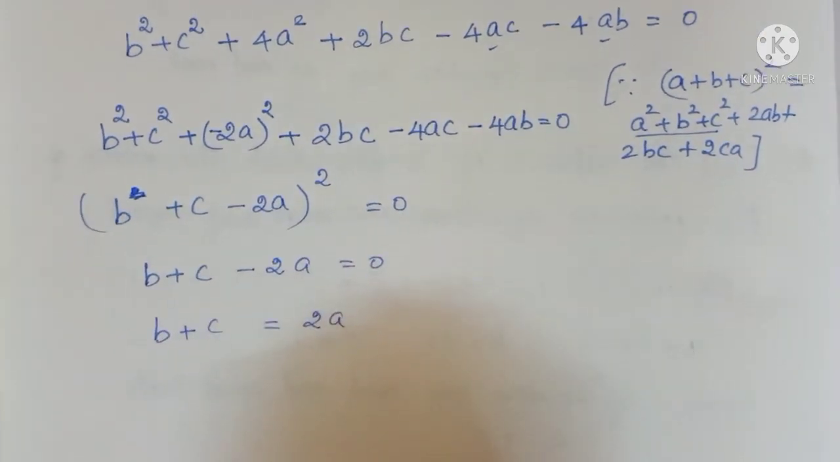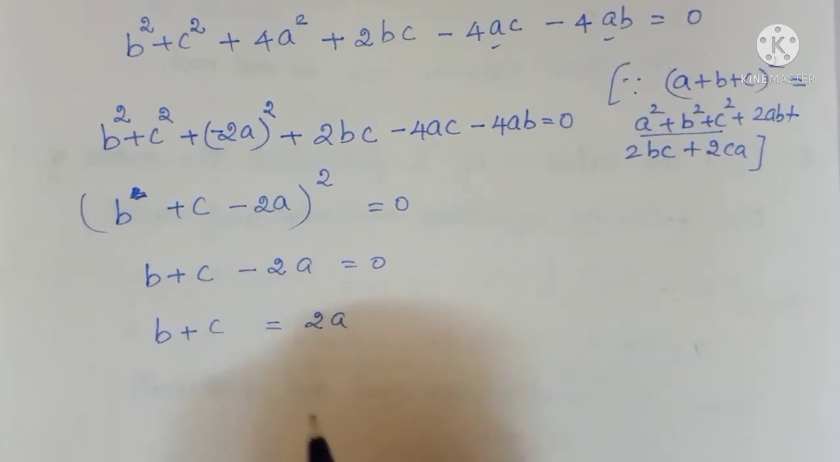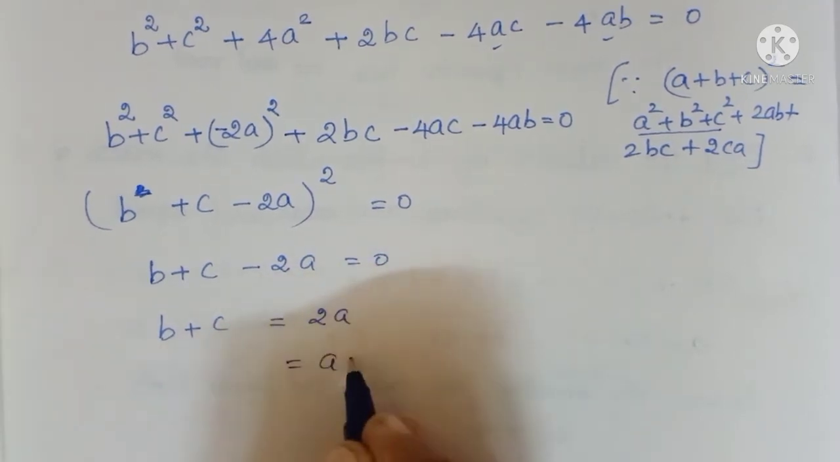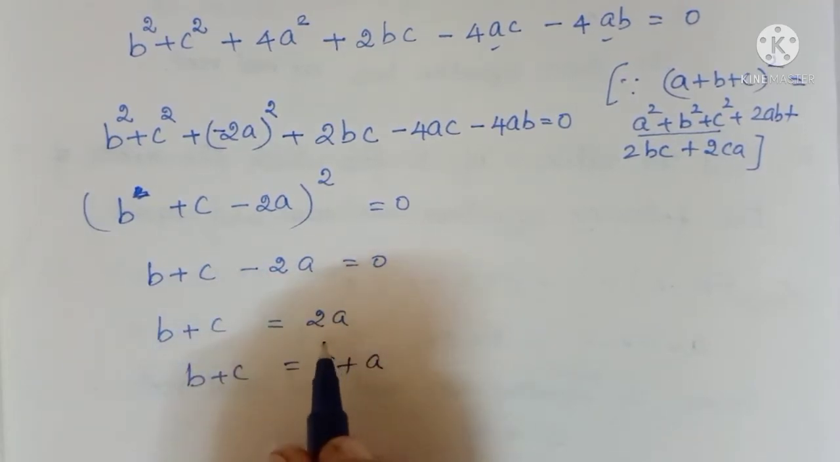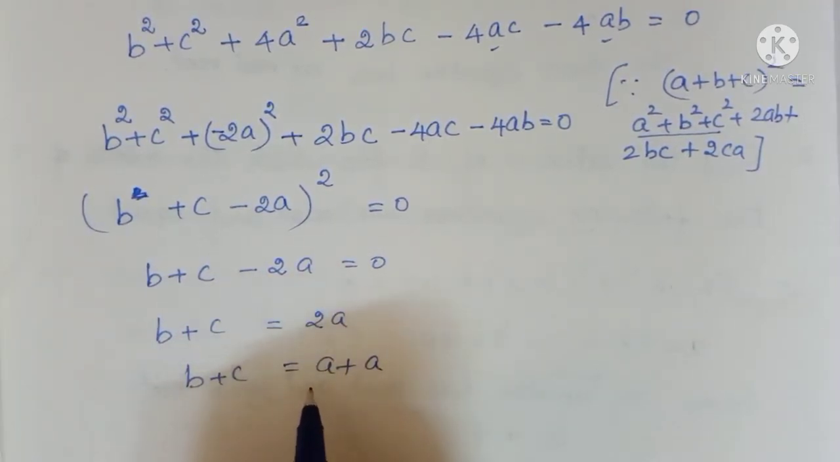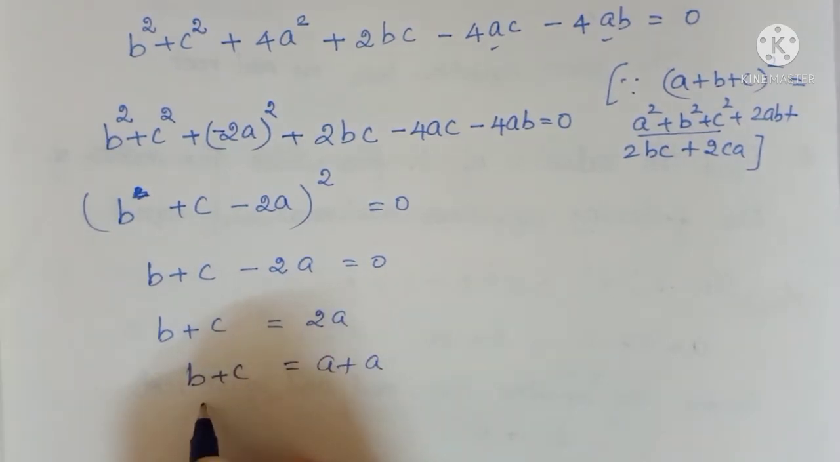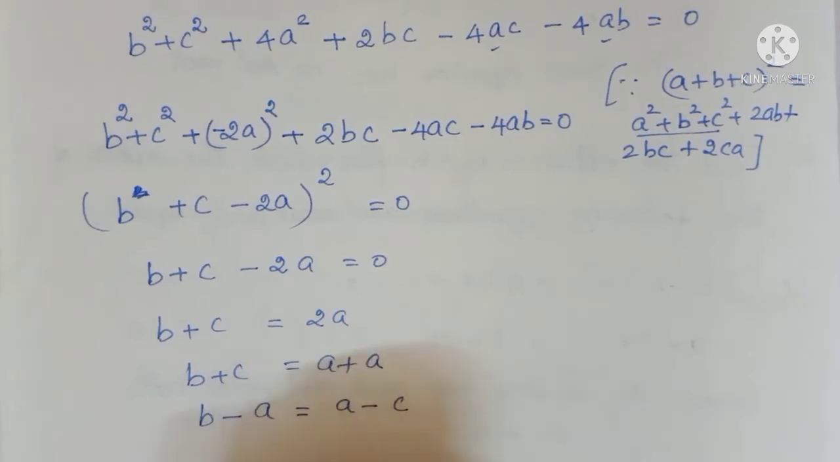Okay. Now what is our proof? What we want to prove? B, A, C are in arithmetic progression. That means we are going to prove the common difference is equal. So for this I am going to split 2A as A plus A. Anyway, you will get the same result only. A plus A is equal to 2A. Now I am going to group A this side and C I am going to take this side. So you can get B minus A is equal to A minus C.